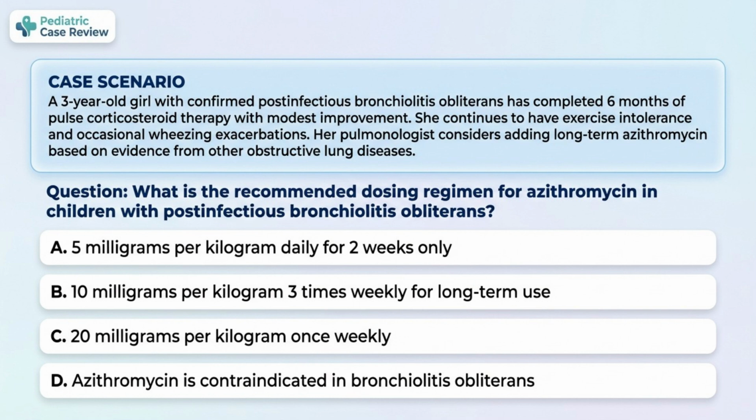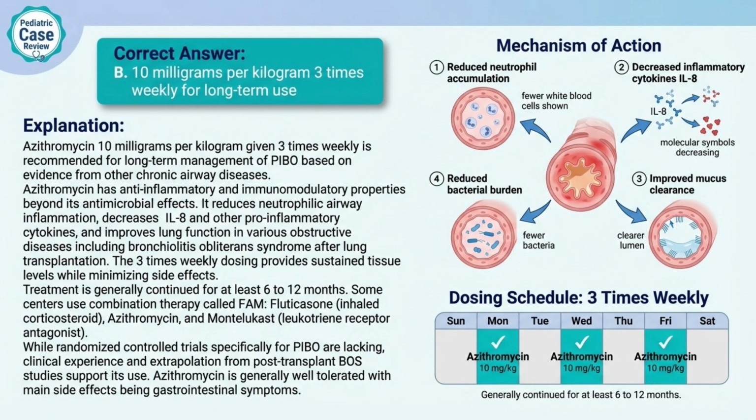A 3-year-old girl has completed 6 months of pulse corticosteroid therapy with modest improvement. The pulmonologist considers adding long-term azithromycin. What is the recommended dosing regimen in children? Option 1. 5 mg per kilogram daily for 2 weeks only. Option 2. 10 mg per kilogram 3 times weekly for long-term use. Option 3. 20 mg per kilogram once weekly. Option 4. Azithromycin is contraindicated in bronchiolitis obliterans. The correct answer is option 2.